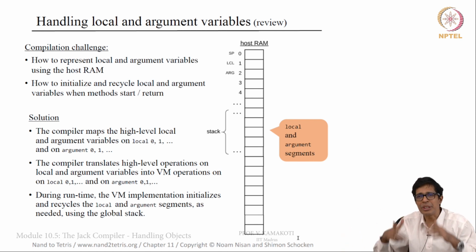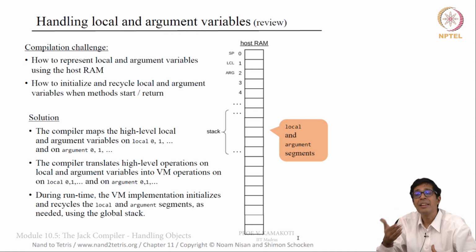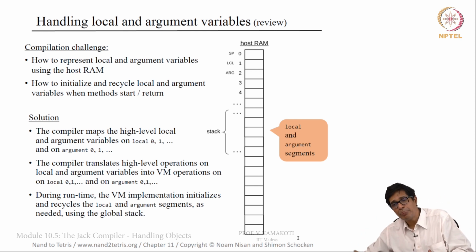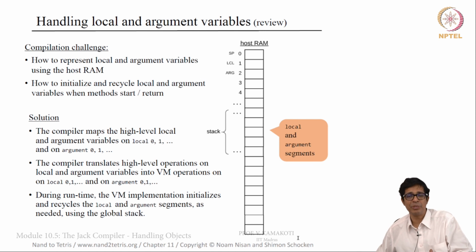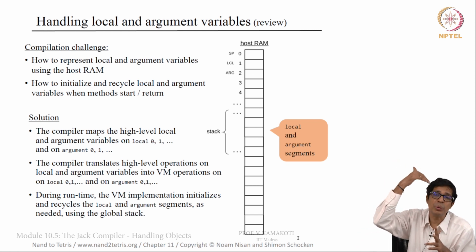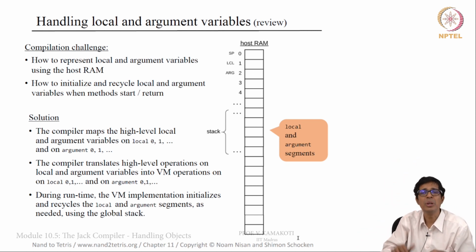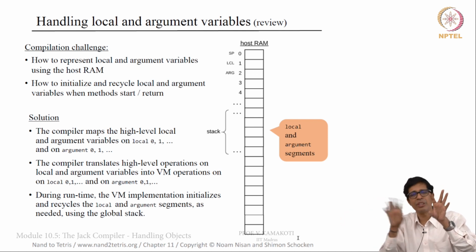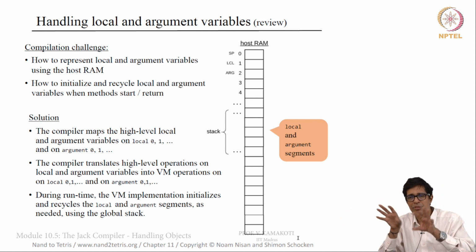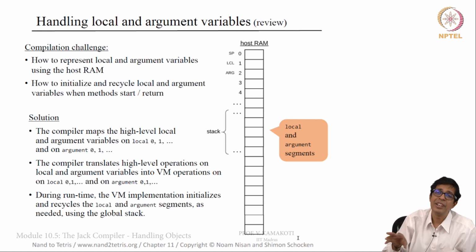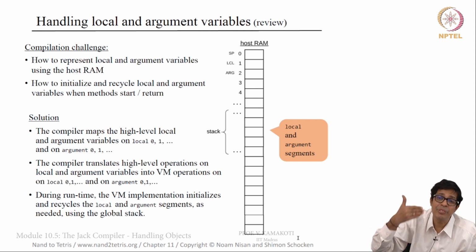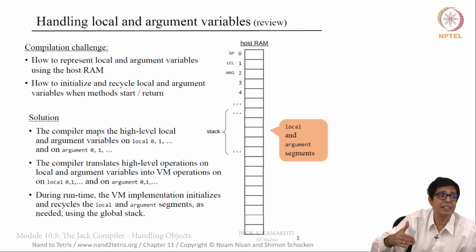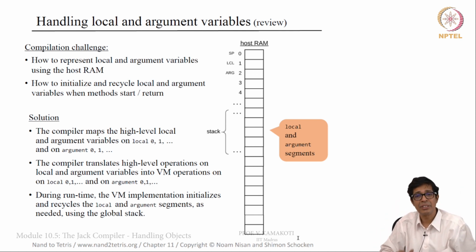So, when B starts executing, its local and argument will be there. When B returns, there is a return statement in VM, and the return statement will take care of reviving back the local and argument segment of the calling function. So, the movement of the local and argument segment from the called function to the calling function, and from the calling function to the called function, the adjustment of these local and argument segments is automatically taken care of by the way we have implemented call and return in the underlying virtual machine. That we have taken care of.